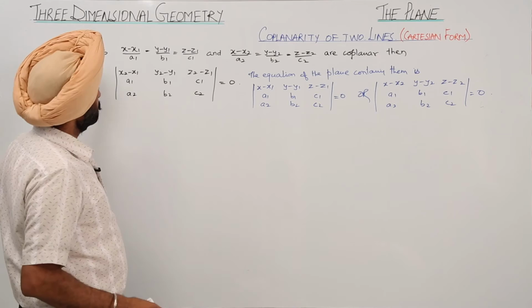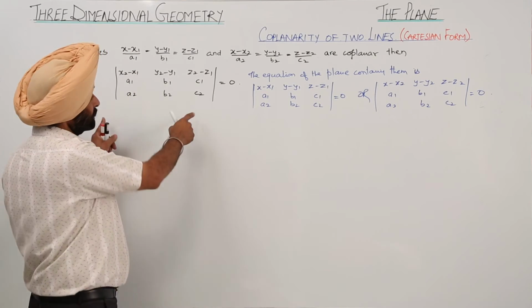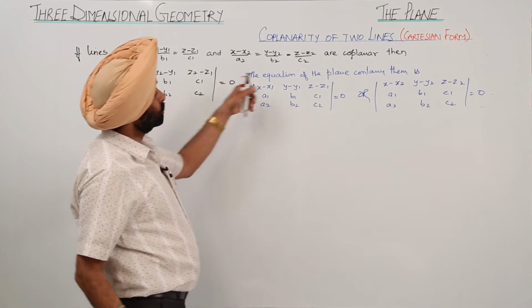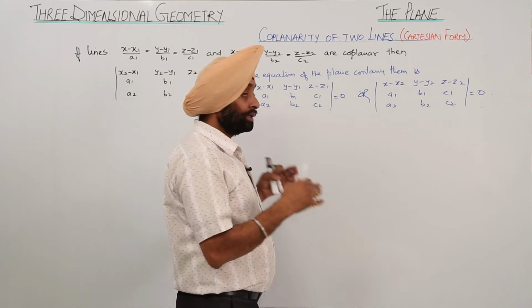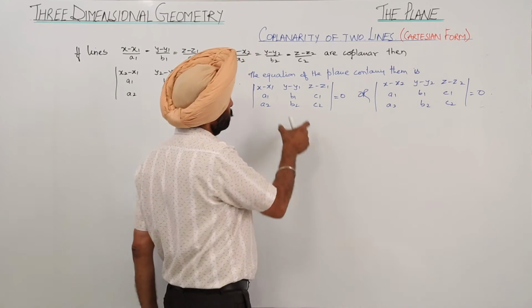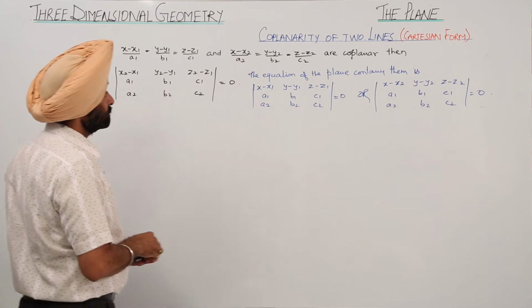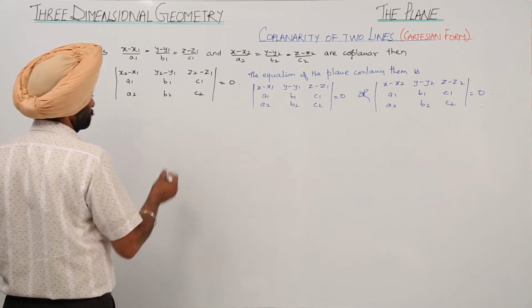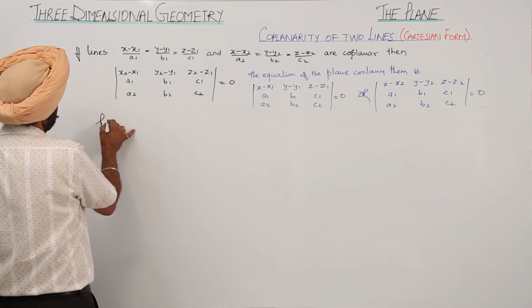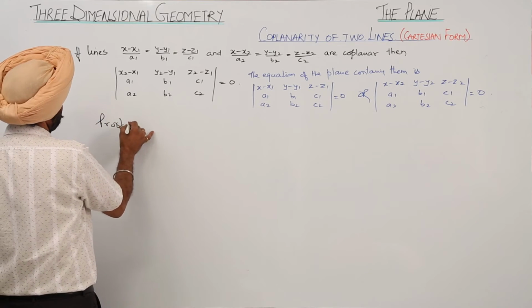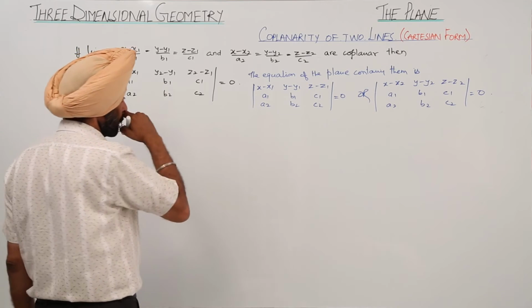So we are having these things. Number one is, if the lines are coplanar, then this is the relation, and the equation of the plane containing them can be formed if we are using either this one or this one. Is it clear? So now let us prove it. Now, proof.